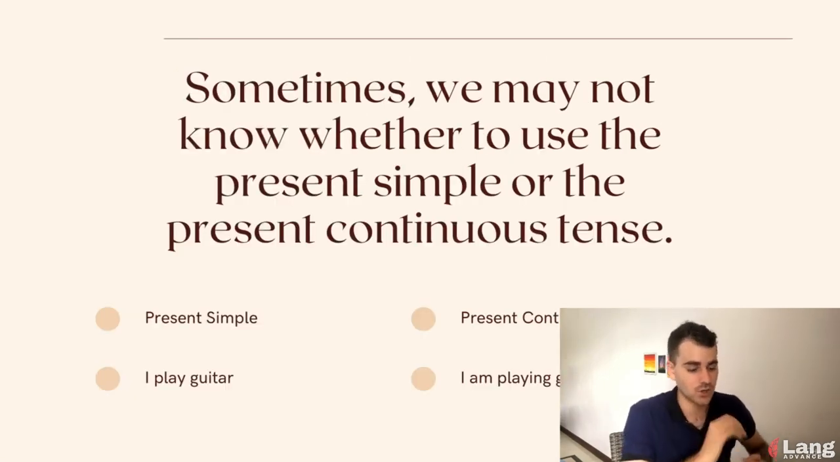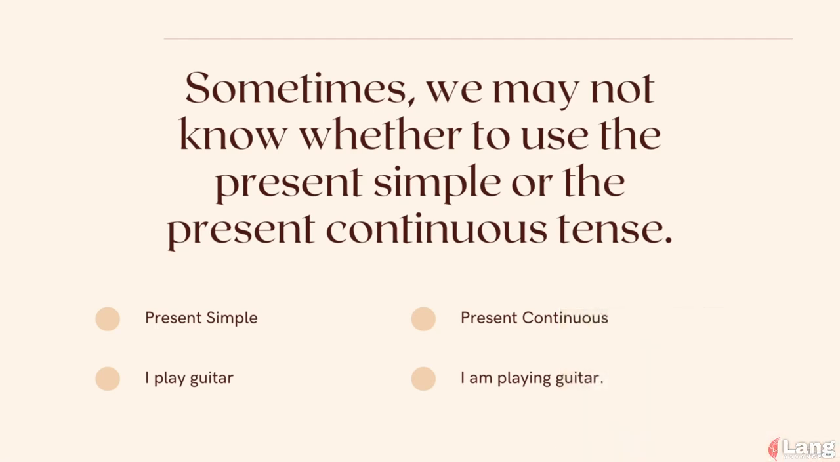Sometimes we may not know whether to use the present simple or the present continuous. So now we're getting more advanced, and like I said, this might not interest you, but the present continuous is: I am running, she is playing, we are talking. Here's a difference. I play guitar, present simple. I am playing guitar, present continuous. Sometimes we don't know which one we should use, right?